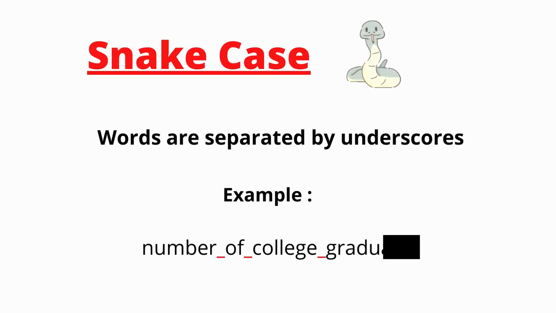The third and the last casing example is a snake case. In this type of casing, words are separated by underscores. This type of casing is highly recommended in Python. Example, number underscore of underscore college underscore graduates.